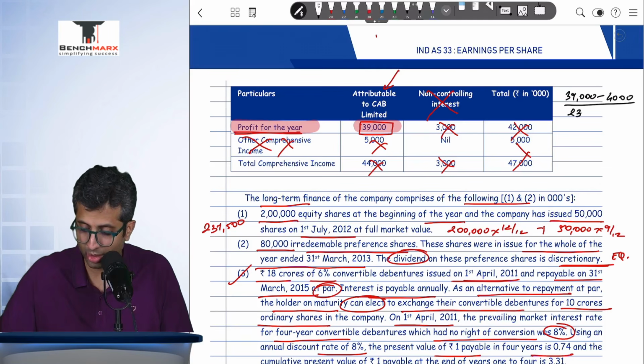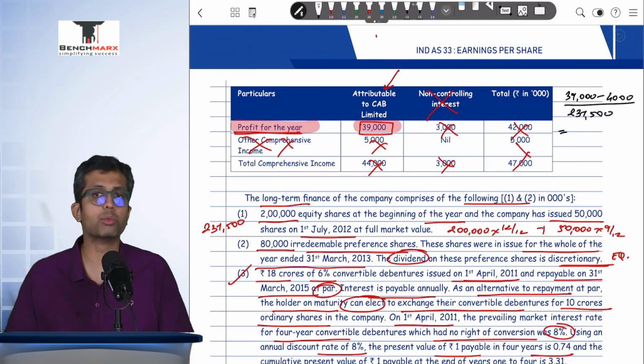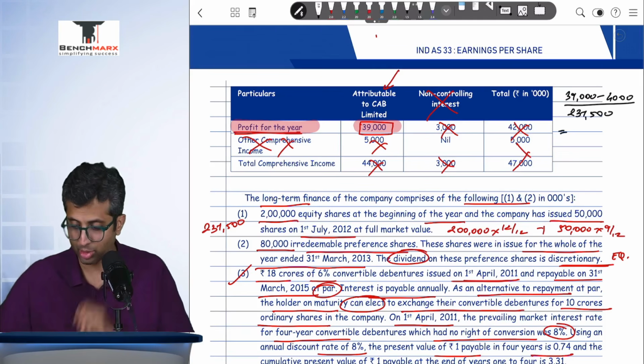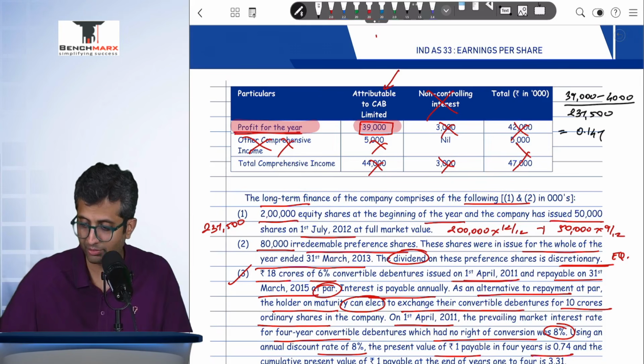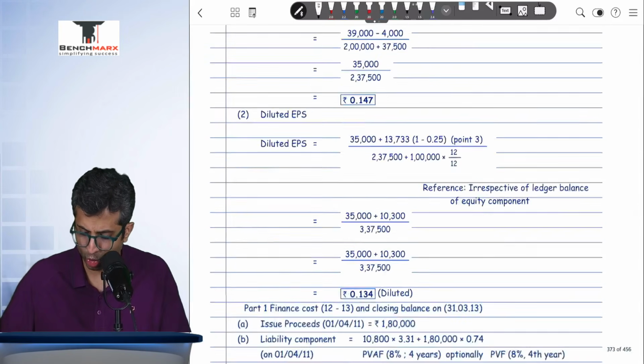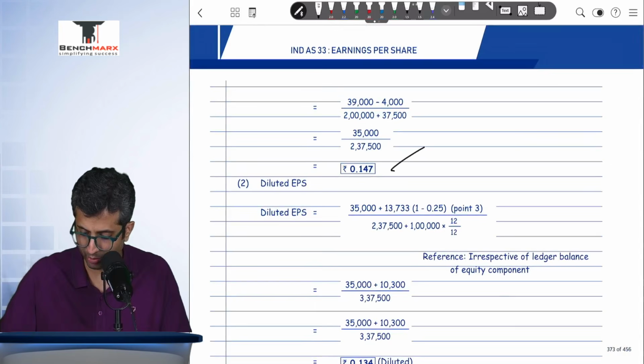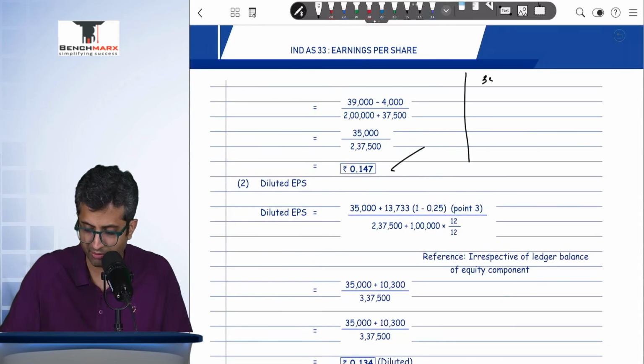In the denominator, you will take 237,500. Remember, no part of irredeemable preference shares are taken in the denominator. So when we do this, 35,000 divided by 237,500 comes to, I think, 0.147. Now when you look at this, this is 0.147. When you look at diluted, you will start with the basic numerator, that is 35,000, and in the denominator you will start again where basic ends, 237,500.